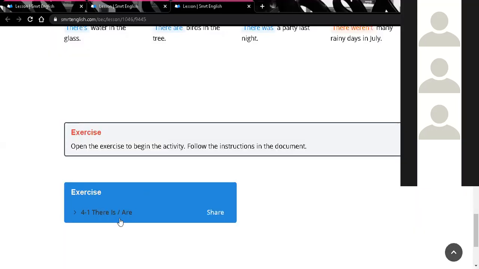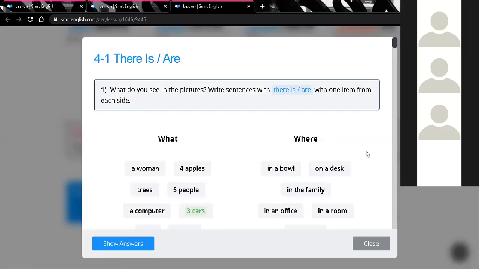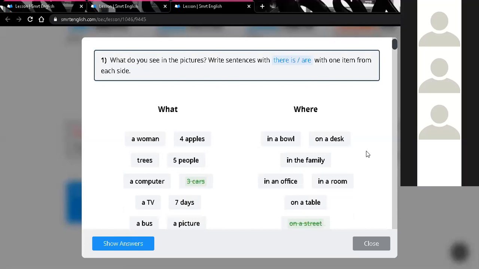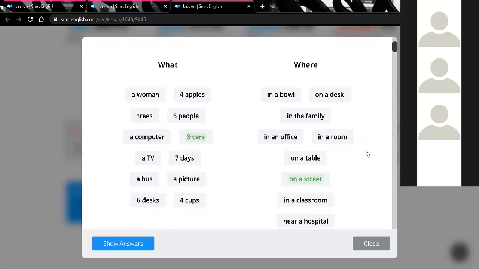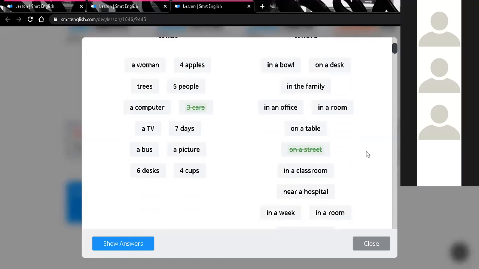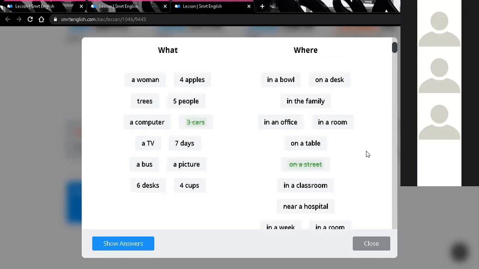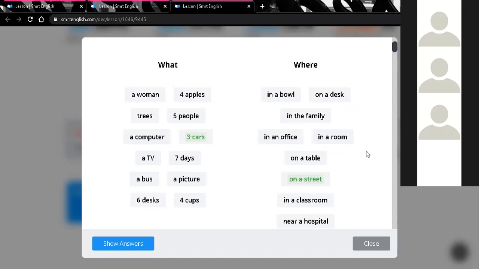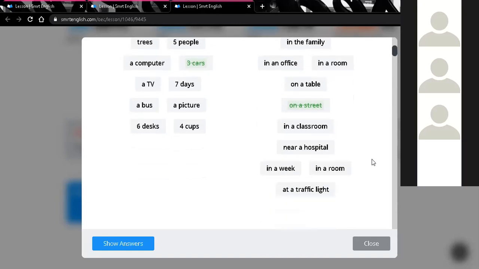Okay, this exercise has been shared with your students, which means that you're now able to open it. Now let's answer it together. And it says, what do you see in the pictures? Write sentences with there is and there are with one item from each side. We have for the answers of what: a woman, apples, trees, 5 people, a computer, 3 cars is already used, we're gonna see it in an example. A TV, 7 days, a bus, a picture, 6 desks, 7 cups, and for places: on a desk, in the family, in an office, in a room, on a table, on a street, in a classroom, near a hospital, in a week, in a room, at a traffic light.